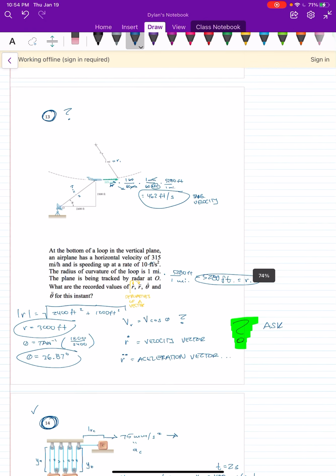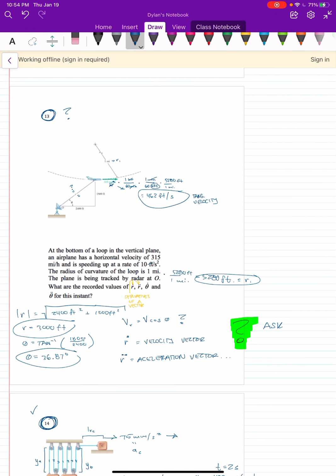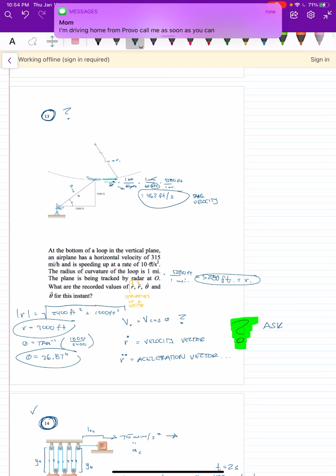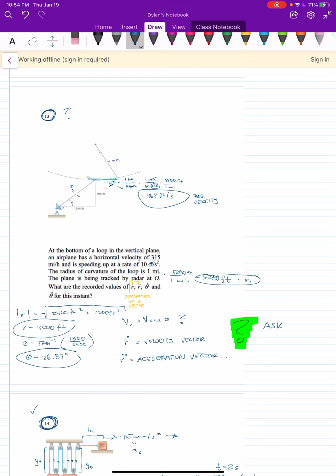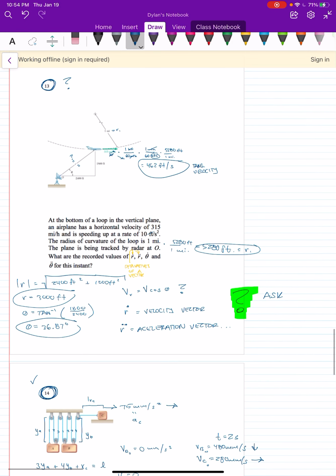Number 13, I could not figure out how to do. I need to go back and watch the videos again on R prime and R double prime. I worked with some other students in our class as well, and I could not figure it out. So I'm just going to have to leave that blank.